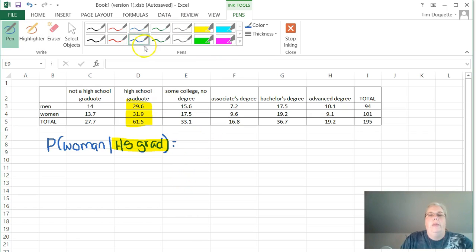So the probability of being a woman in this column is going to be 31.9 divided by the total number in this column, which is 61.5. And I believe that's the fraction that we had after we used the formula a while ago. So when we go into the calculator to get our 3 decimal approximation, we get 0.519 once again.